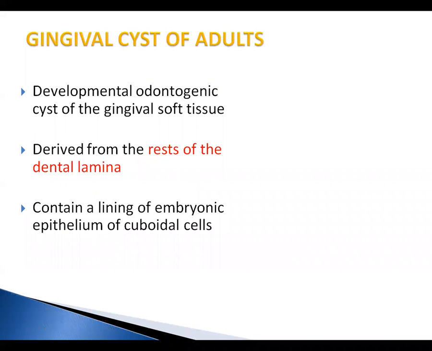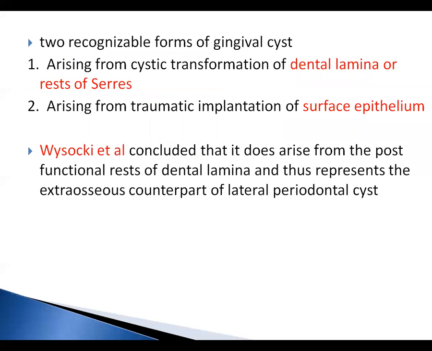Next important cyst is the gingival cyst of adults, which is a developmental odontogenic cyst of the gingival soft tissue derived from the rest of the dental lamina, containing a lining of embryonic epithelium of cuboidal cells. So, two recognizable forms of gingival cyst: one arising from cystic transformation of dental lamina rests of Serres, and the second arising from traumatic implantation of the surface epithelium.